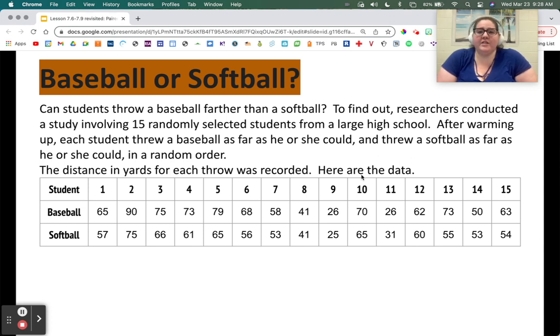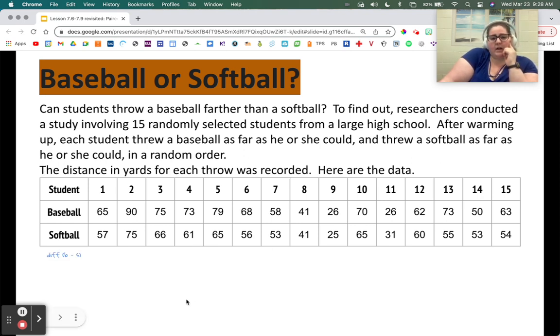So the random order is just telling us that they randomized whether they would throw the baseball or the softball first for each student. So maybe they flipped a coin to determine which they would throw first. That's important because obviously if you're throwing two balls in a row, it's possible that you might be more tired after the second one, or you might be more warmed up for the second one and throw better. Hopefully they rested in between, or maybe they did it on separate days, but either way, that randomization just gives us a better idea that we are dealing with good data. So the distance in yards for each throw is recorded.